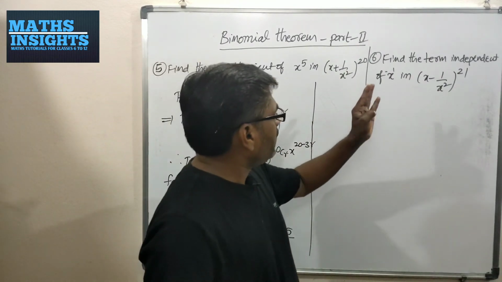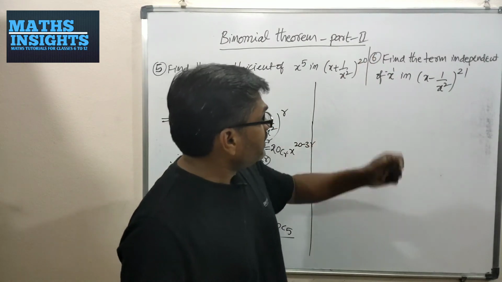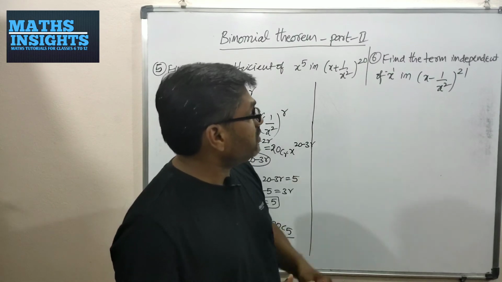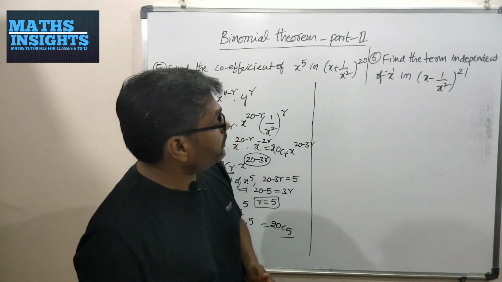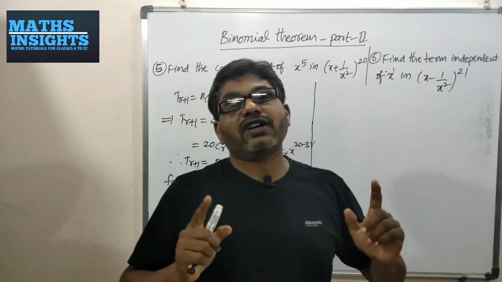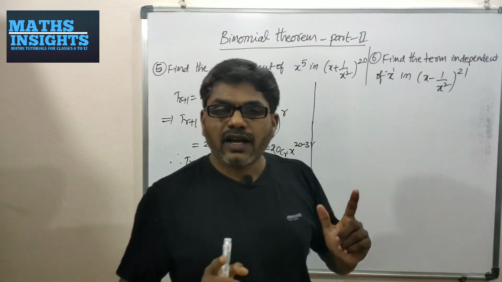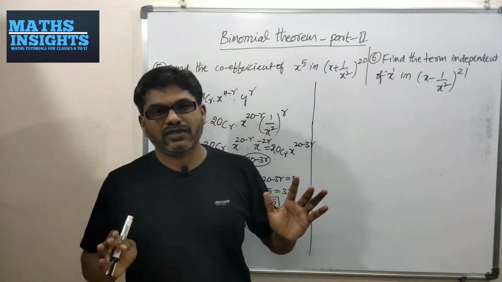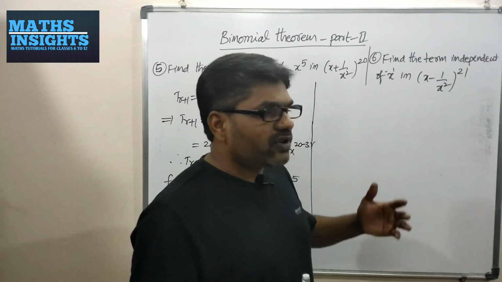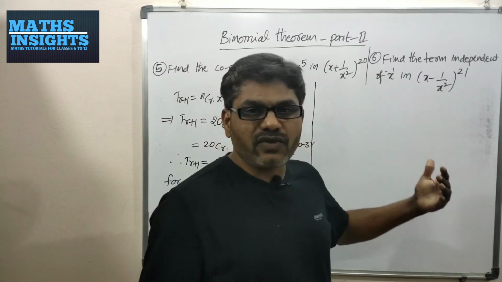A similar problem, I am taking the sixth one. Find the term independent of x in (x minus 1 by x square) whole power 21. Independent term means that the term should not contain x. Otherwise, they may ask it in other words: find the term which does not contain x. Therefore, both are the same.